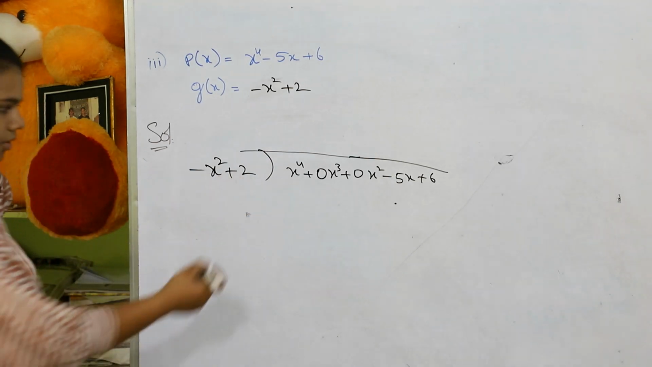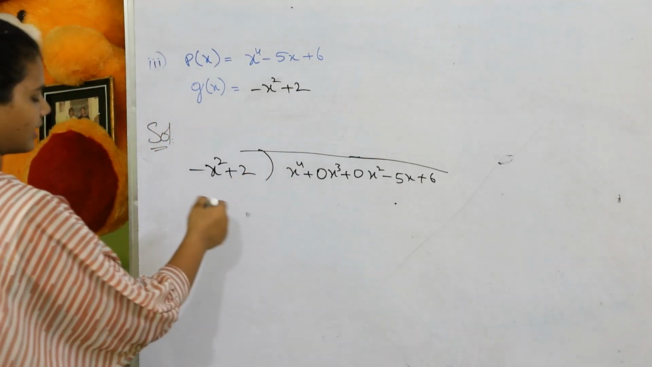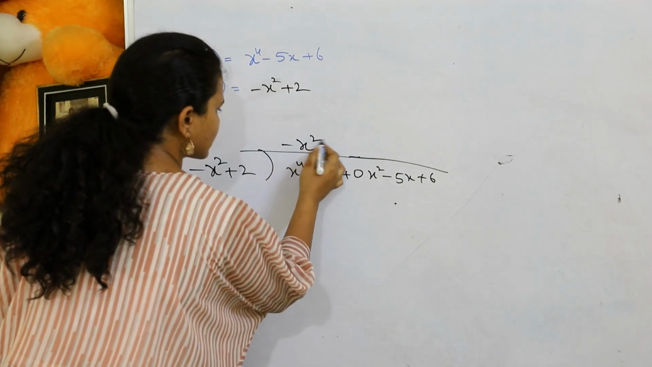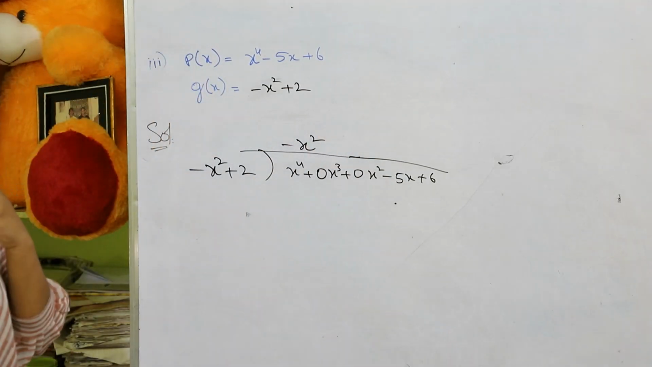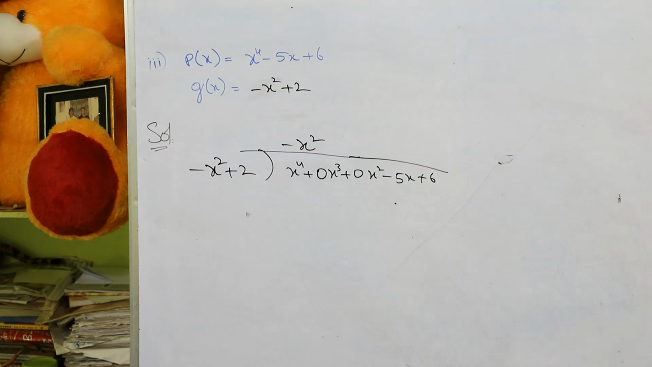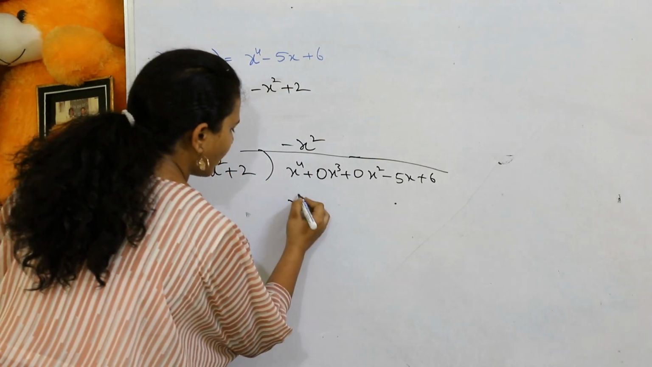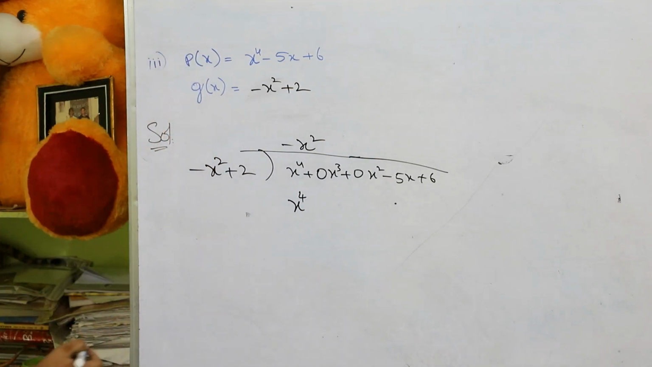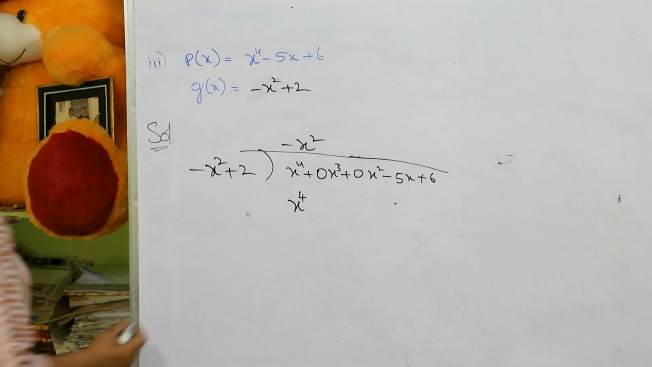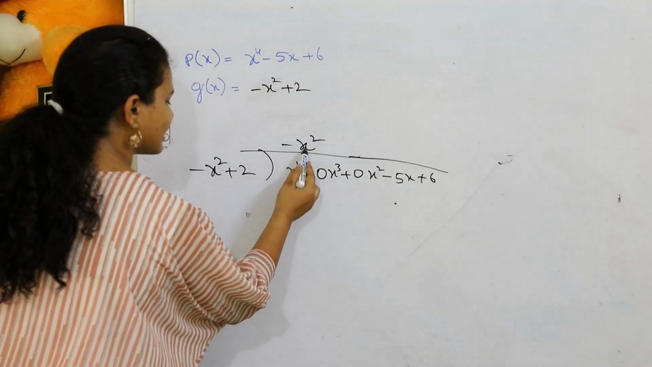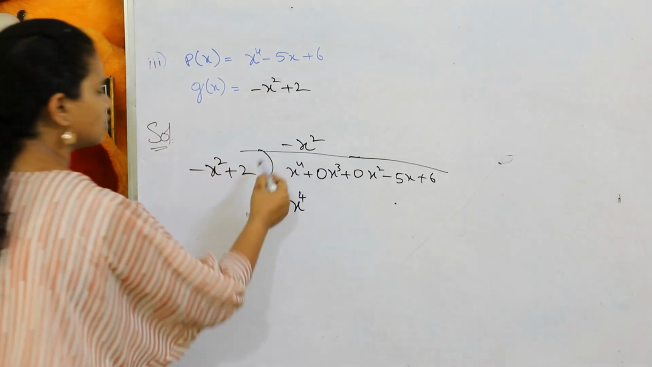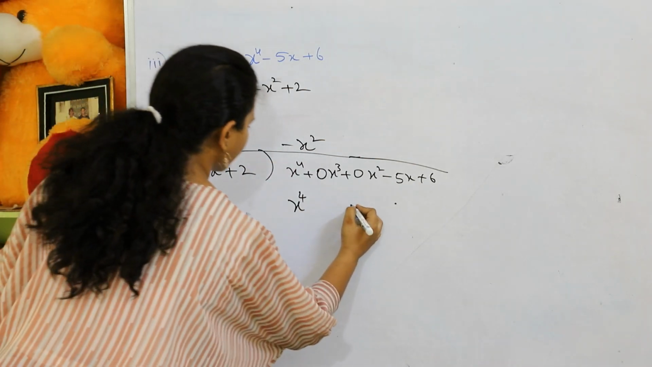Now what you do? You go and equate the first term over here. If I add minus x square in the coefficient, minus x square gives what? Plus x power 4, right? Now for the next order, you have minus x square plus 2, minus into plus gives minus. So this becomes what?